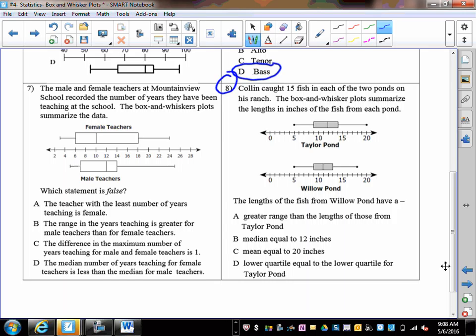Caught 15 fish in each of the two ponds on his ranch. The box and whisker plot summarized the lengths in inches of the fish from each pond. So we have the Taylor pond, we have the Willow pond. Now this is a typical type of question the SOL likes to ask. The lengths of the fish from Willow pond, and you have to choose which answer choice is correct.